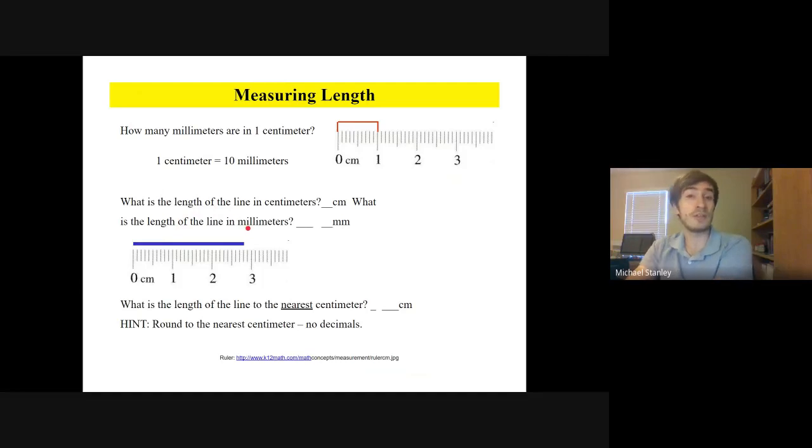So whether or not we measure it in centimeters or millimeters, it's the same set of numbers, right? It's either 2.8 centimeters or 28 millimeters. So again, very, very easy to transfer between those.